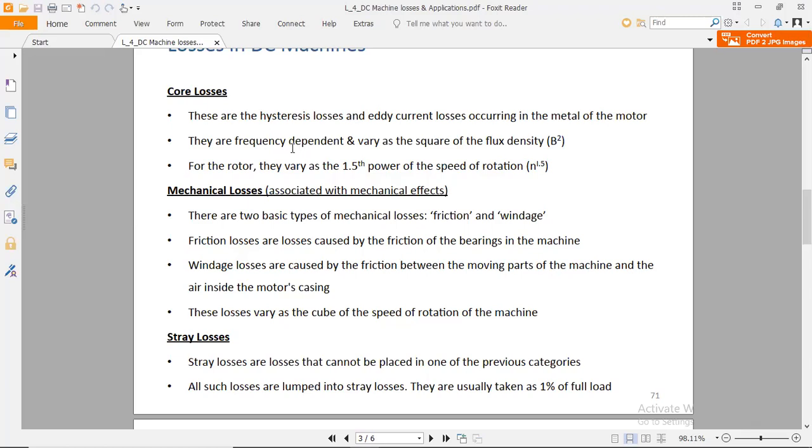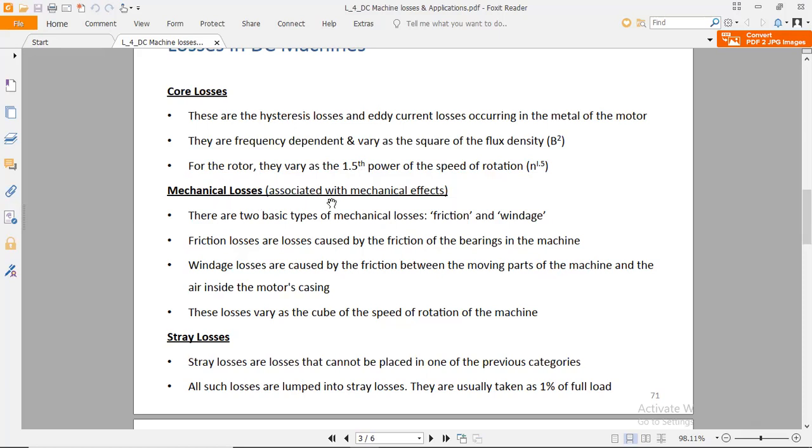So that's why these core losses are frequency dependent and vary as the square of the flux density, that is B squared. For the rotor, they vary as the 1.5 power of the speed of rotation, that is n to the power of 1.5. These depend on the rotational speed of the power used or consumed by these losses.